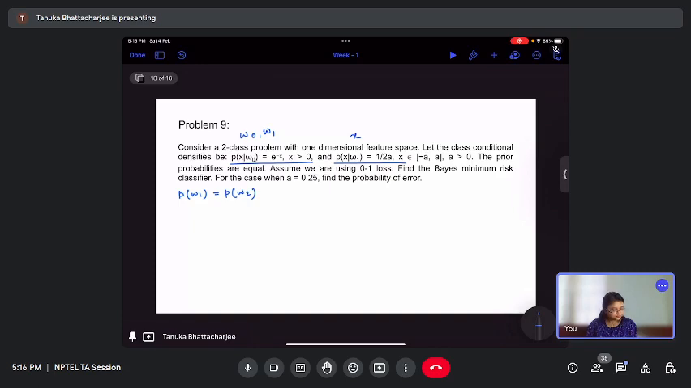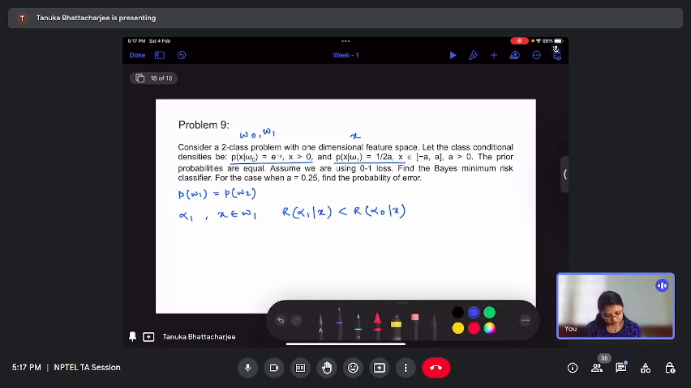So, as you know, if we have to make the Bayes minimum risk classifier, we will take the action alpha 1, that is we will say that x belongs to, let us say, class omega 1, if the risk of taking the action alpha 1 is less than the risk of taking the action alpha 0, which is here x belongs to class omega 0. Oh sorry, I have written omega 2 here, I am sorry.